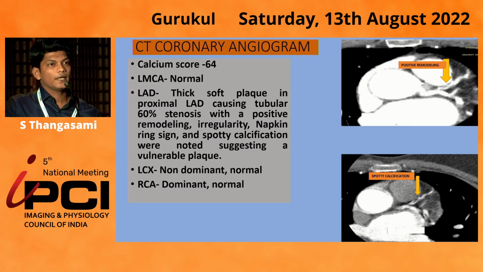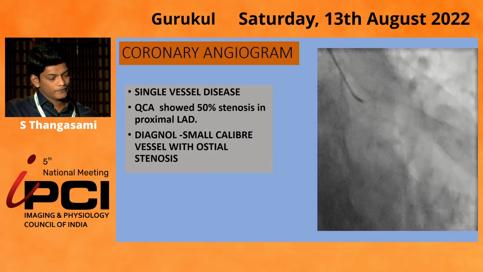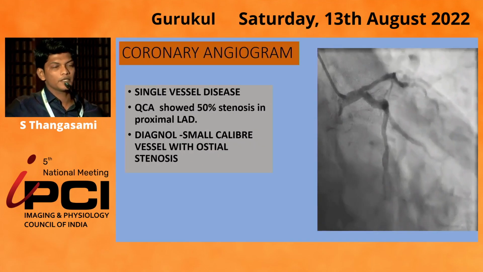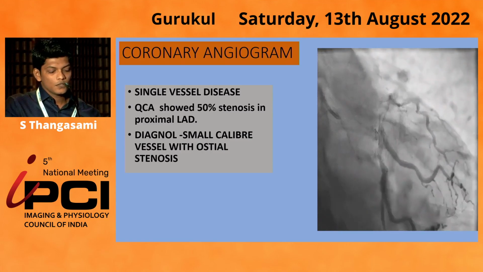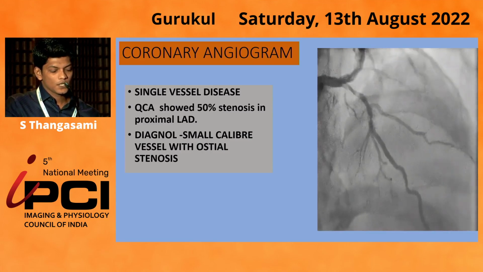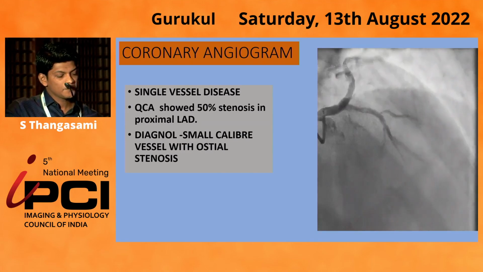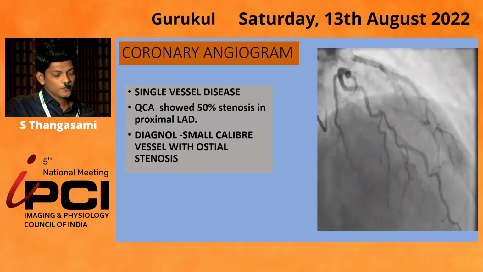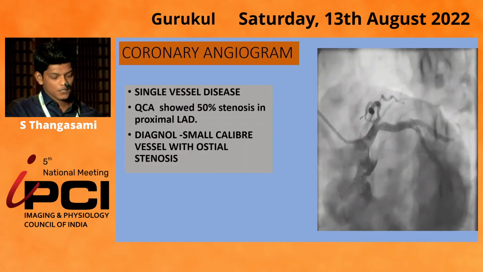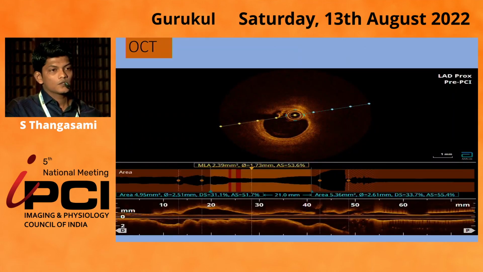The patient again had chest pain in hospital, and the repeat troponin was positive. So the patient was taken for a coronary angiogram. The coronary angiogram showed single vessel disease with 50% stenosis in the proximal LAD with haziness in the proximal LAD, and RCA and LCX were normal. The diagonal was a small caliber vessel with an ostial stenosis. With a borderline stenosis and haziness in the proximal LAD, we decided to proceed with the OCT.